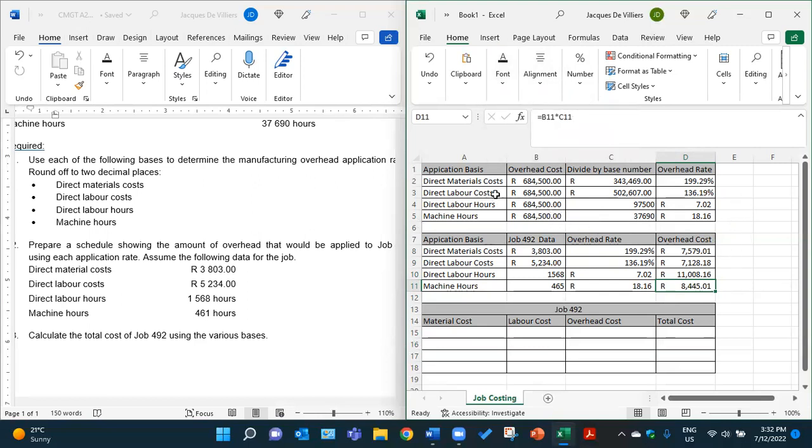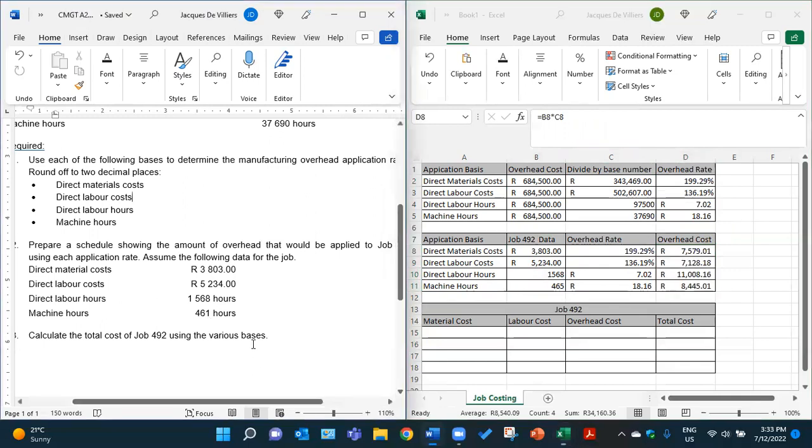So just see what we've done so far. Here, we started with the overhead cost that was budgeted. In each case we picked one of the four bases. We are given that information as well. If we take the total overhead and divide it by the base number, then we get the overhead rate. Now we get a real job that we need to quote for. The job is job 492, and this is the data that applies to the job. But because we have now determined the overhead rate, we can determine the overhead cost for this job.